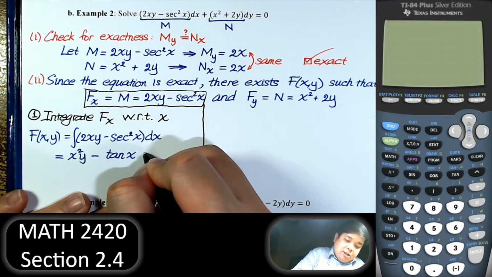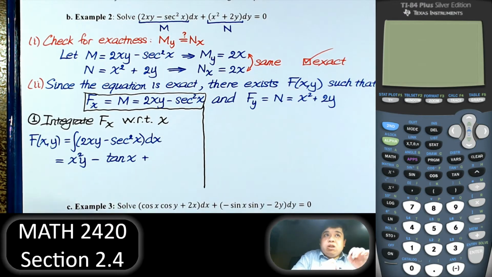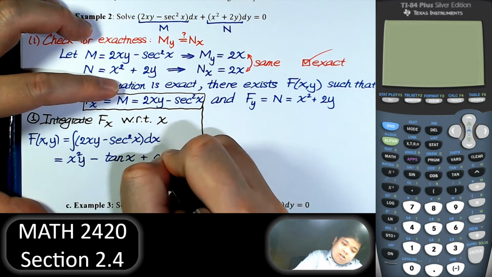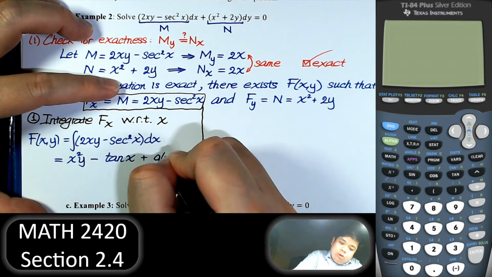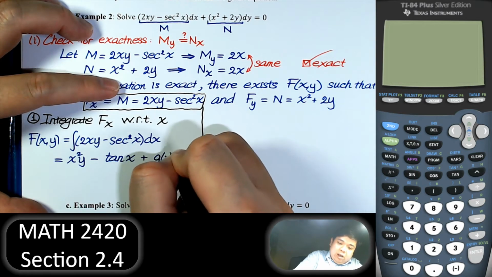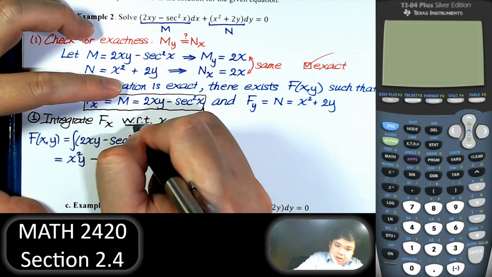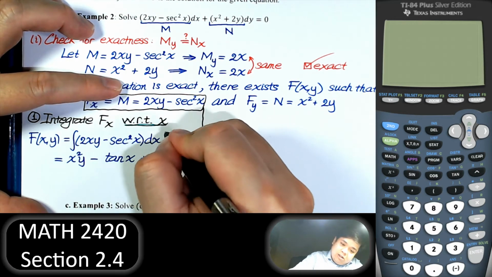Plus a constant. However, that constant is with respect to x, so I will write that constant with respect to x as a function of y. So with respect to x, this is a constant.